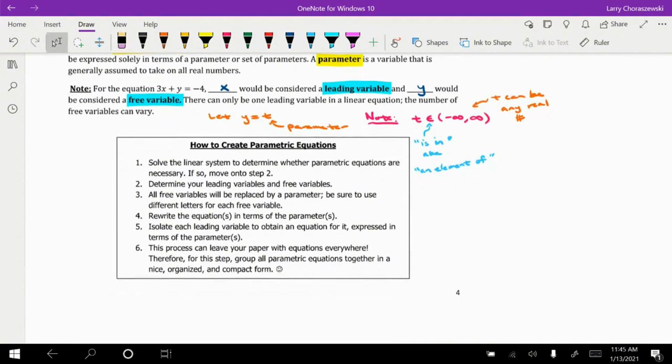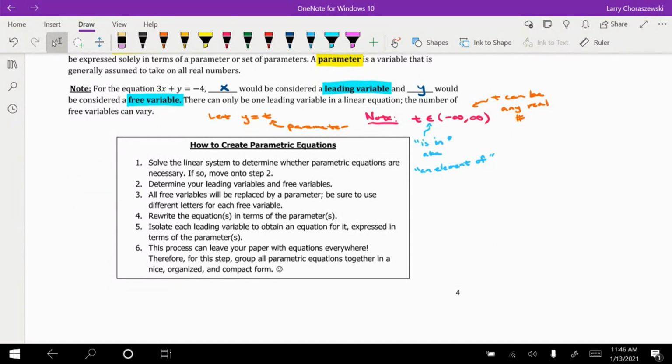So how do you create parametric equations in general? That's what I'd like to address next. Number one, what you want to do is solve the linear system to determine whether parametric equations are even necessary. All right, parametric equations are necessary when you know a system has infinitely many solutions. They're not needed whatsoever if you know that your system has no solution, or if you know that the system has one solution. All right, so that's one thing that you want to be aware of.